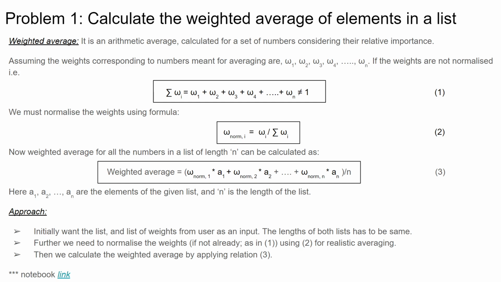We'll see why. But for now, if the weights are normalized, then what is the meaning of they are not normalized? If the summation of all the weights is not equal to 1, then we'll say the weights are not normalized. Then we'll use a formula to normalize the weights. Let us say I am choosing the ith weight. The normalized ith weight, I'm calling it omega norm i, will be equal to omega i divided by the summation of all the weights.